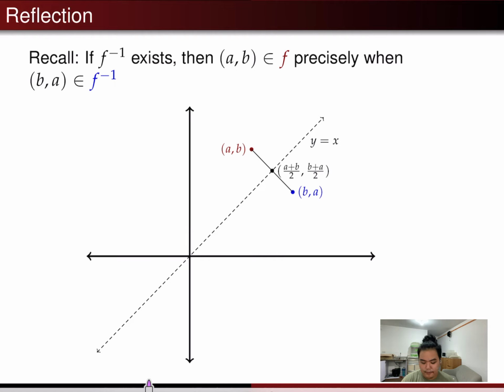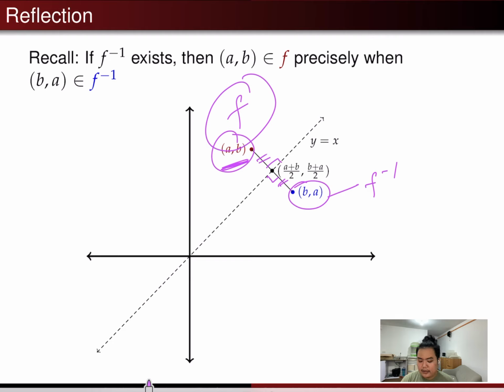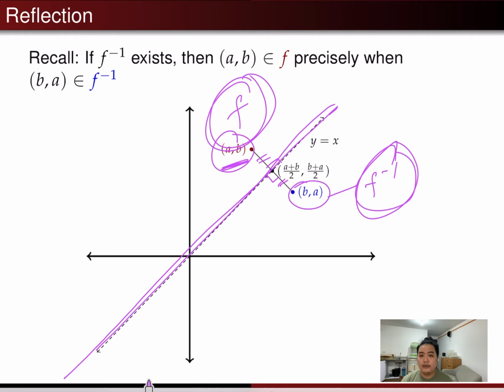Etong AB, makakakuha ka ng point sa kabila BA, diba? Which is yung point mo dun sa F inverse, while this one will come from your F. Tapos, perpendicular iyon, same distance. So, sinasabi niya lang is that yung graph ng F mo ay mirror image ng F inverse about the line y equal to x. Or vice versa. Yung F inverse is yung mirror reflection ng graph ng F about y equal to x.